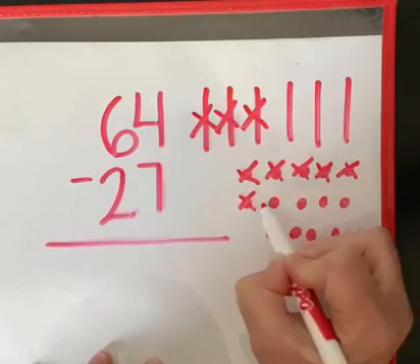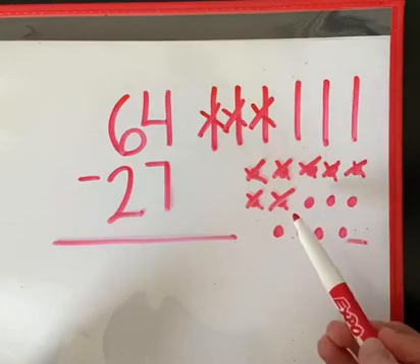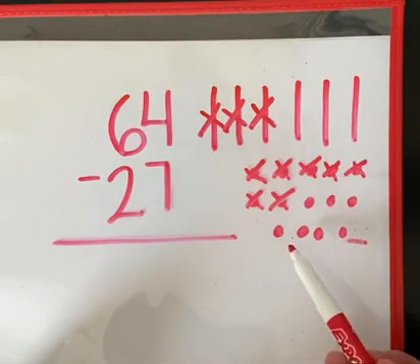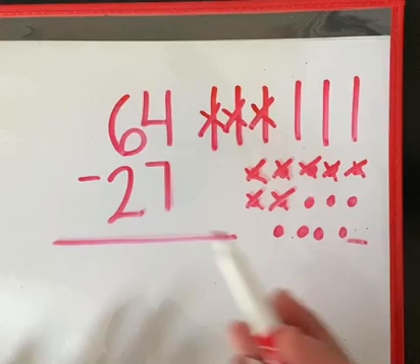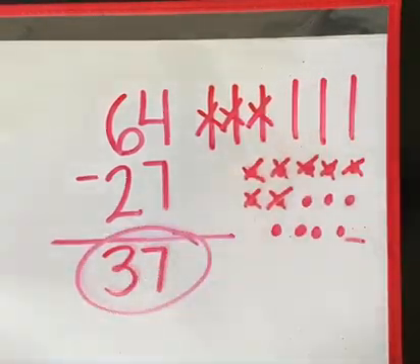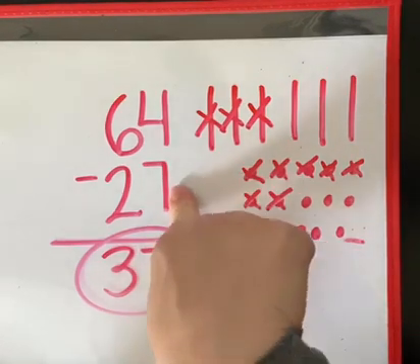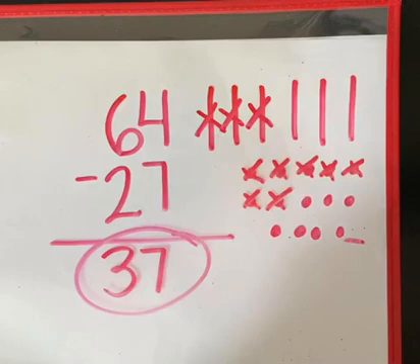5, 6, 7. And then I just count what's left, whatever's not crossed out. 10, 20, 30, 31, 32, 33, 34, 35, 36, 37. And that's my answer. So you can do this at home with your base 10 blocks. And remember, if the ones place is larger on the bottom, you just need to borrow from the 10s and change it into extra ones.